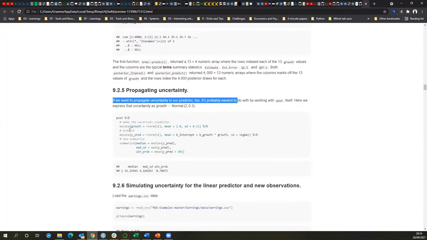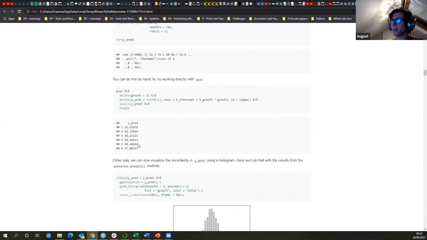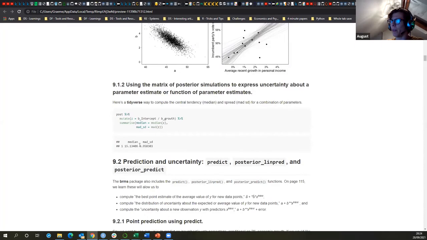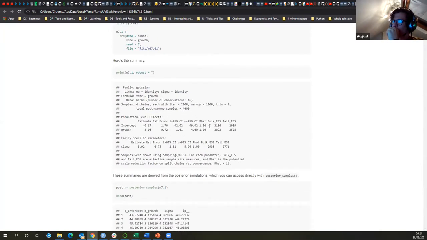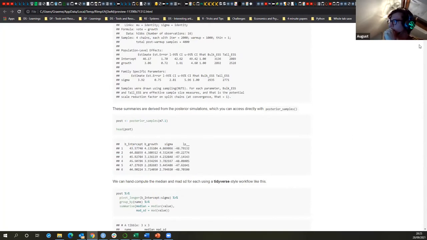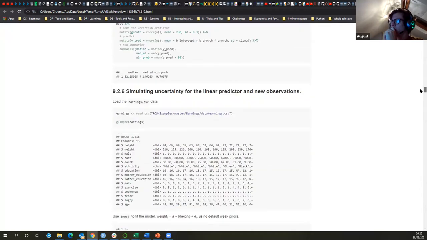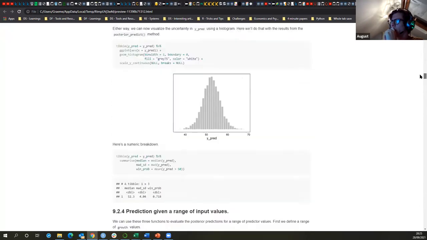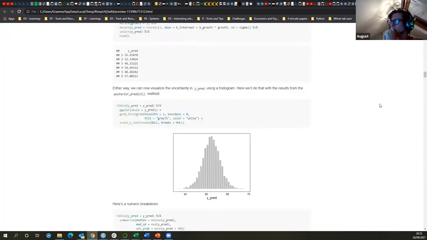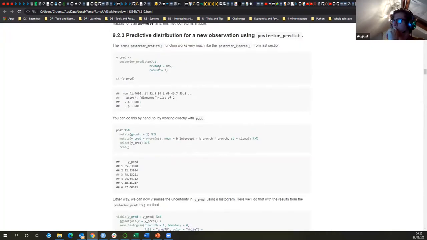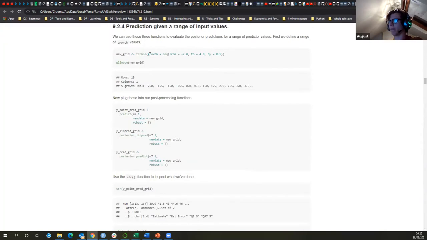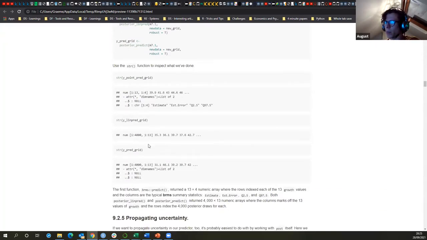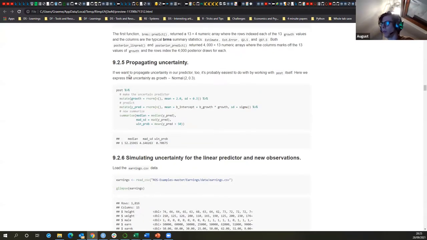Mm-hmm. So we get our, I can't remember where that post bit is. Is it really far up? Yeah, it's really, really far up. Posterior samples. Yeah, so we create the posterior samples from this model at the top. So that gives us all this data. There's 4,000 of them. And so when we get back down to, where were we? One more. Here we go. So we get down to the posterior. Where are we there? All right. 9.2.5. So the posterior predictor is, so make uncertainty in a predictor.